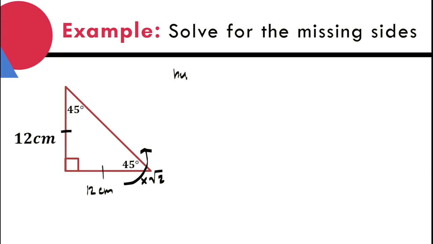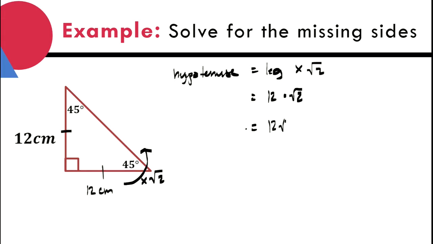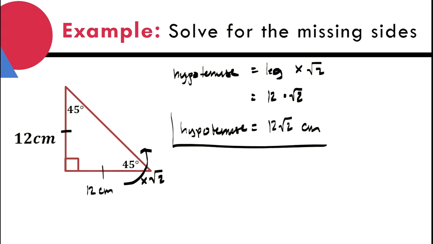So the hypotenuse is equal to leg times square root of 2. Given leg is 12 centimeters times square root of 2. 12 times square root of 2 is 12 square root of 2. So therefore, the measure of the hypotenuse is 12 square root of 2 centimeters.